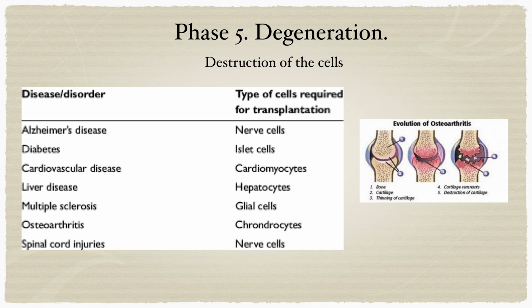So you've got Alzheimer's, you've got diabetes, cardiovascular, liver, multiple sclerosis, osteoarthritis, spinal cord injuries. So all those require those cells. And then obviously on the other side, it shows you a little bit about how the osteoarthritis actually happens. And literally it is the breakdown. The body is breaking down now. It's giving you some signs, and you keep suppressing it.